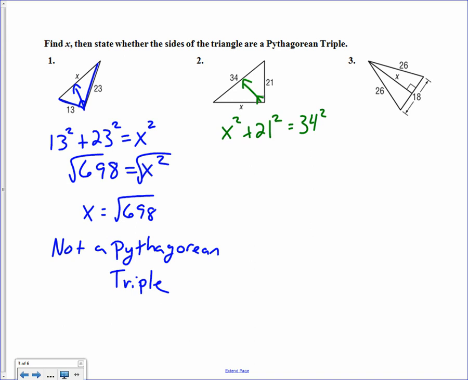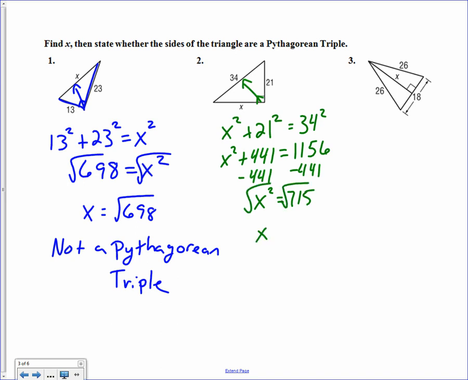21 squared is 441. And 34 squared is 1156. If we subtract 441 from both sides, we get x squared is 715.